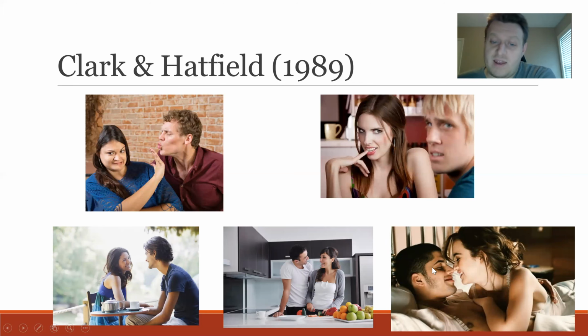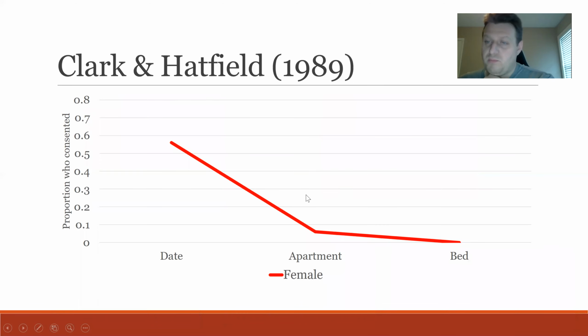But that is the study. First, let's look at what happens if the attractive male confederate goes up to the female. What is the probability that the person will say yes? Going on a date with me, about 50% said yes. Go back to my apartment, virtually no one. Go to bed with me, absolutely no one, 0.